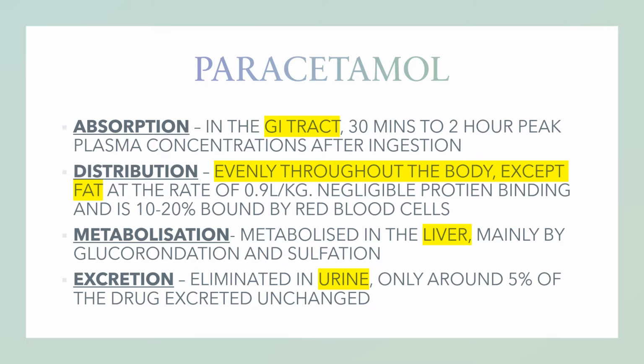The next drug is paracetamol. The absorption takes place in the GI tract. It's 30 minutes to 2 hours to peak plasma concentrations after ingestion. The distribution is evenly throughout the body except the fat, at the rate of around 0.9 litres per kilogram. Negligible protein binding and around 10% to 20% bound by red blood cells. The metabolization is in the liver, mainly by glucuronidation and sulfation. Excretion: it's eliminated in the urine, and only around 5% of the drug is excreted unchanged.